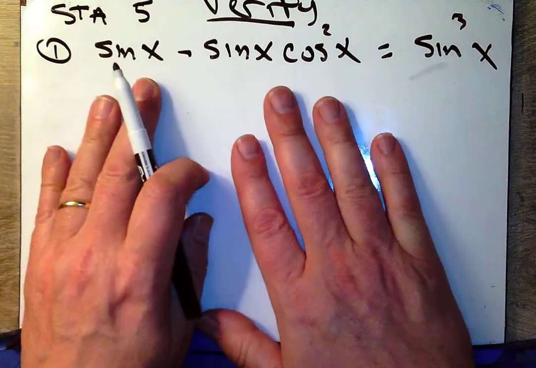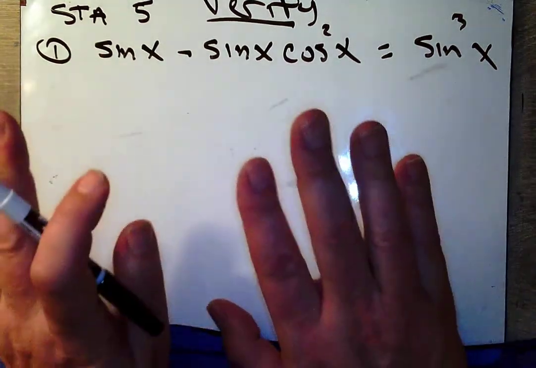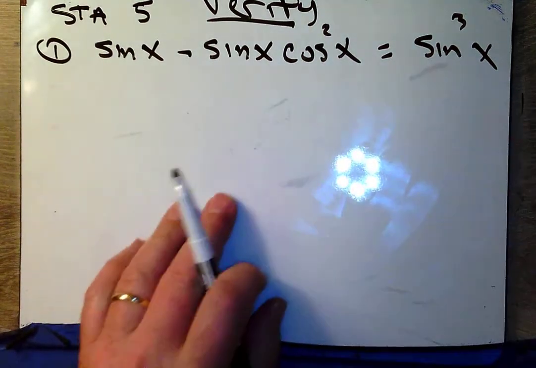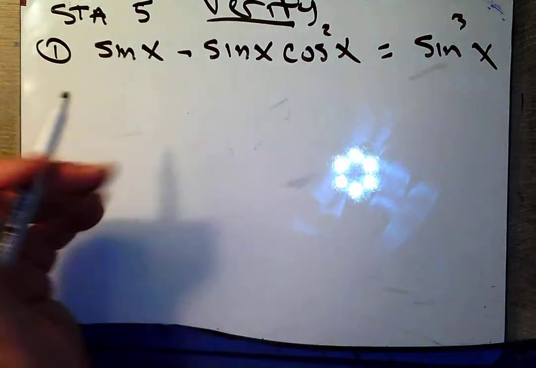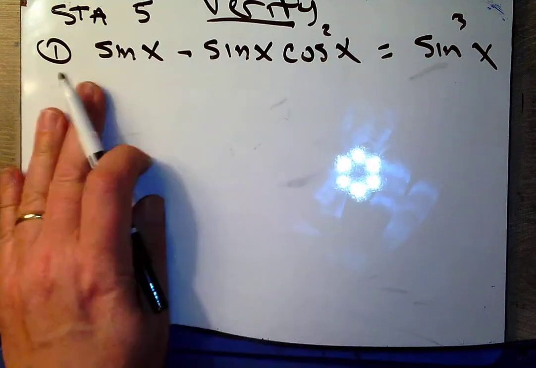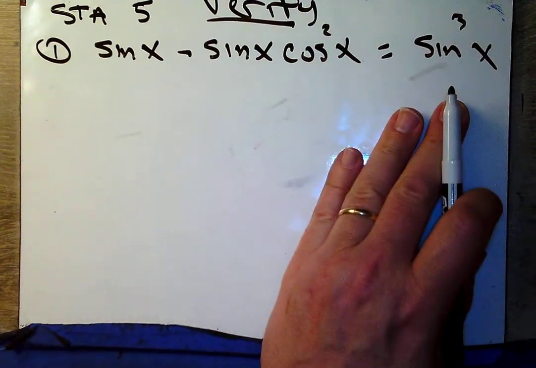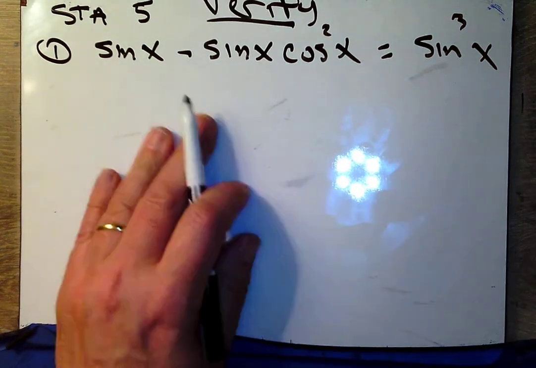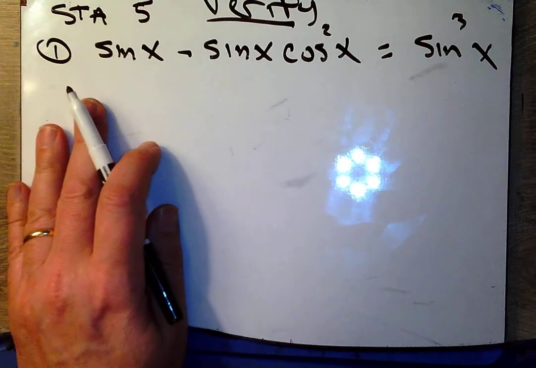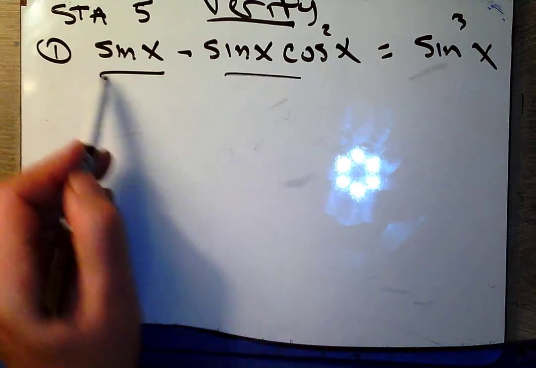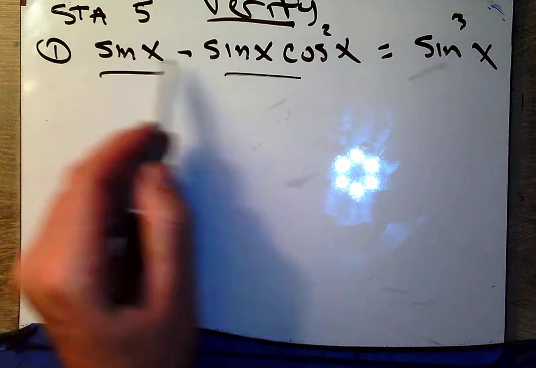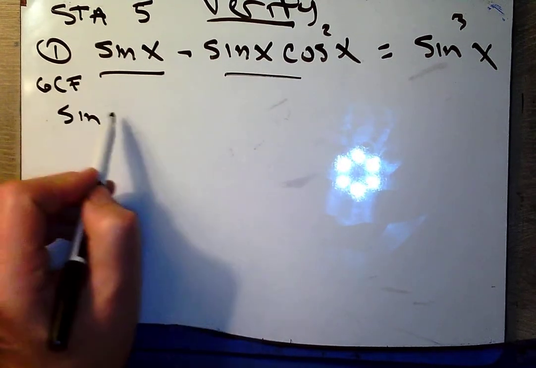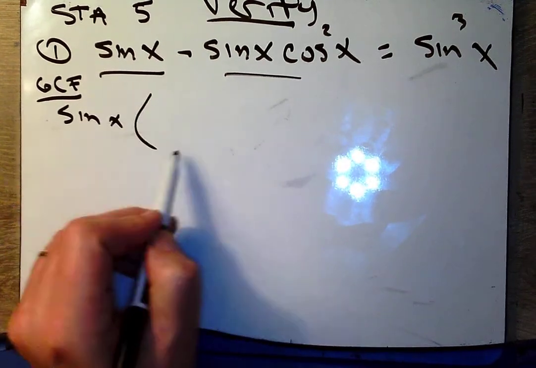Well, I generally take the more complicated side. Generally, these problems are set up to take the left side and turn it into the right side. Not always, and you should be able to go both ways. Just generally, it's easier to take something that's more complicated and simplify it, rather than to try and take something that's been simplified and figure out how they made it this more complicated. So what I see here are 2 terms, and I see that these terms both have a sine in common. So I think about GCF factor. Okay, so pulling out a sine x.